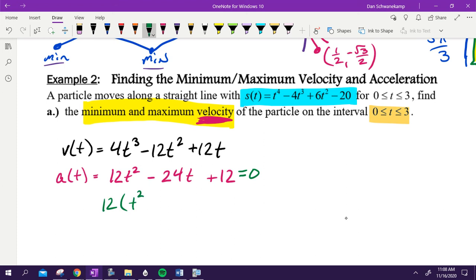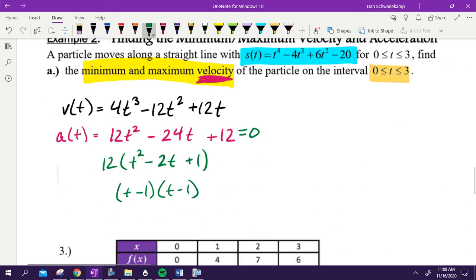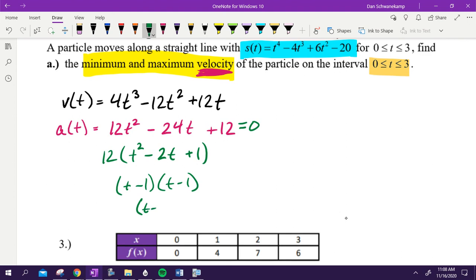So if I factor out a 12, I get t squared minus 2t plus 1. What did you factor that into? Yep, t minus 1 and another t minus 1. And I like what he said there. That is t minus 1 squared with that 12 in front. Okay, that square will help us out in a second. I'm going to set that equal to 0. Obviously, what's my t going to be? 1.